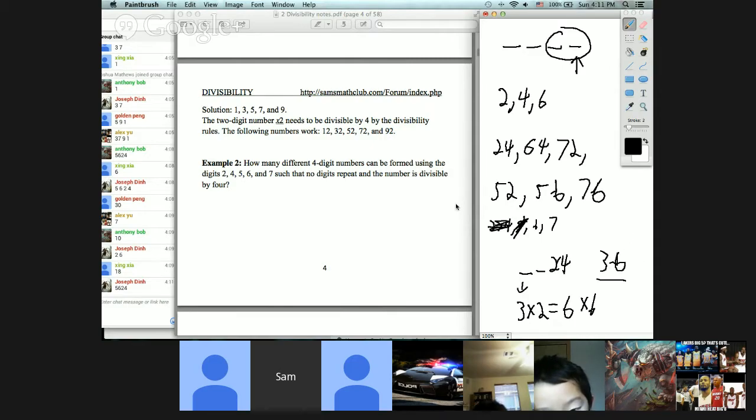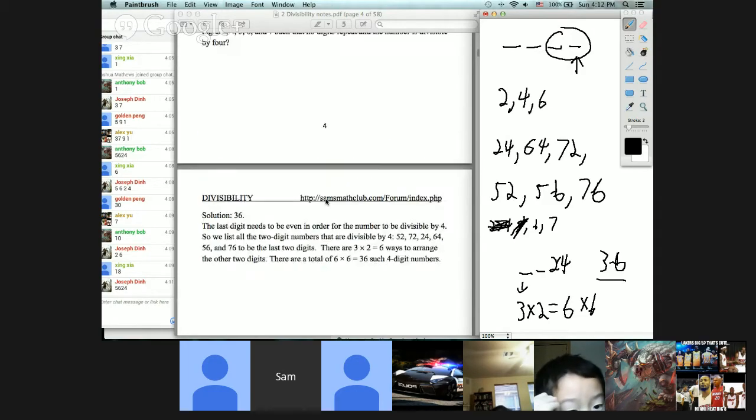So this question is a little bit complicated because it has 2 parts. The first part is you list out the numbers where the last 2 digits are divisible by 4, 24, 64, etc. And then you place them there, and then you deal with the other 2 digits, which don't matter after this. So you can do 3 go here, and then 2 go here, and multiply it. So it's a little bit complicated.